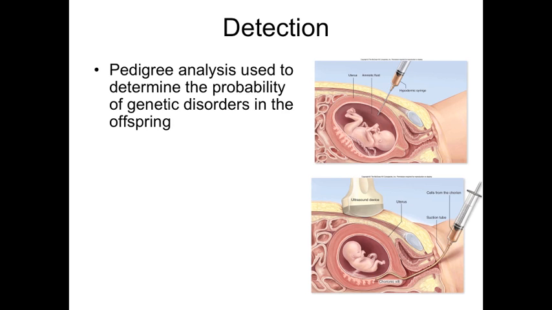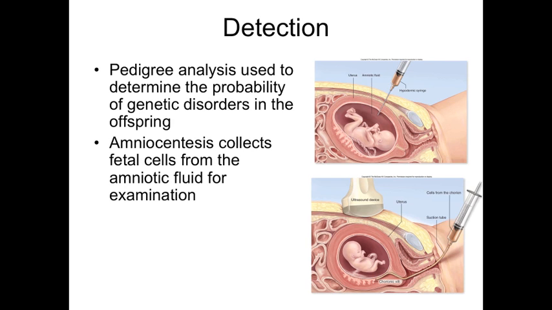This can consist of pedigree analysis, where we use a family's history to determine the probability of genetic disorders in the offspring. We can also use amniocentesis, which we can use to collect fetal cells from the amniotic fluid. It takes a number of weeks for examination because you have to culture the cells and wait for them to grow, and there are some implicit dangers in doing this. It could cause rupture of the uterus and thus miscarriage of the fetus.